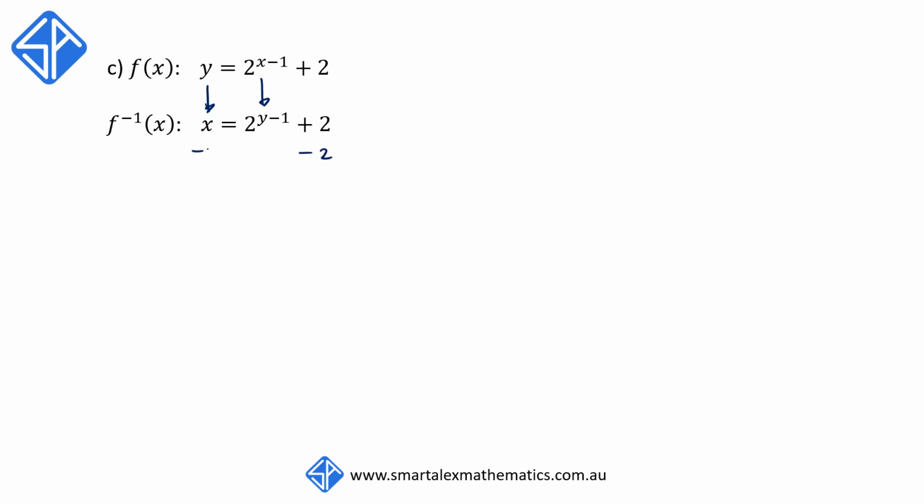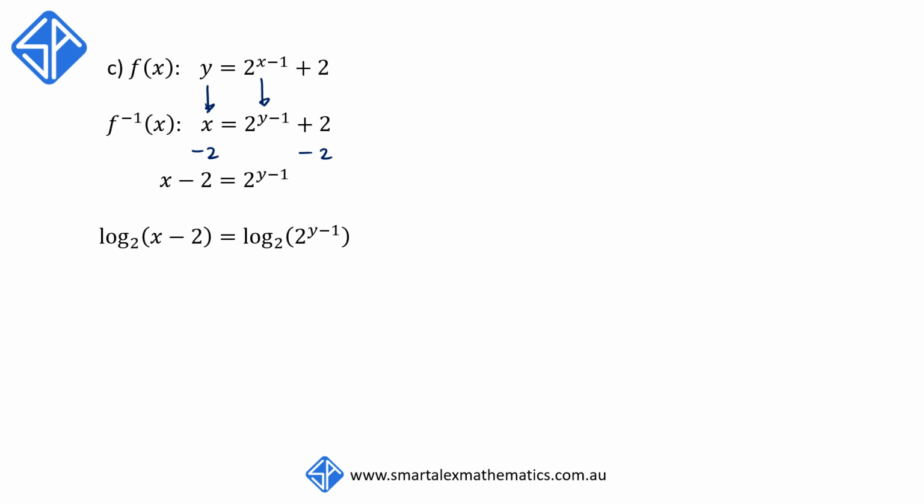First, we're going to subtract 2 from both sides so that we get x minus 2 is equal to 2 to the y minus 1. In order to get rid of the base 2, we now need to take the logarithm of both sides. So we're going to get log base 2 of x minus 2 is equal to log base 2 of 2 to the y minus 1.